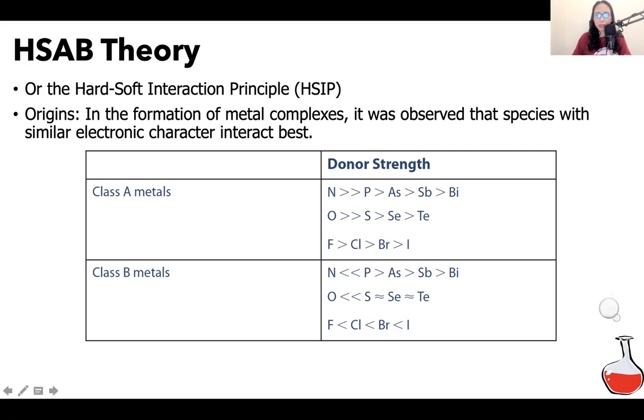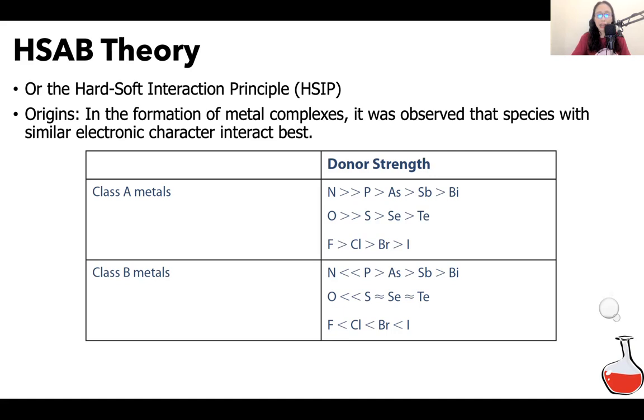Okay, the same goes for group 16 elements. So it's oxygen. The first member is oxygen. So class A metals will form more stable complexes with molecules that donate a pair of electrons from an oxygen atom compared with molecules that donate electrons from a sulfur atom.